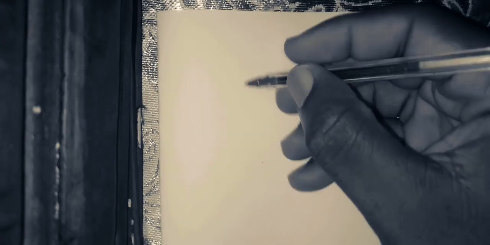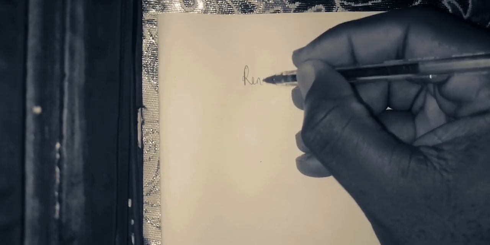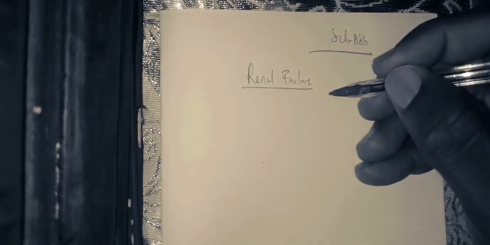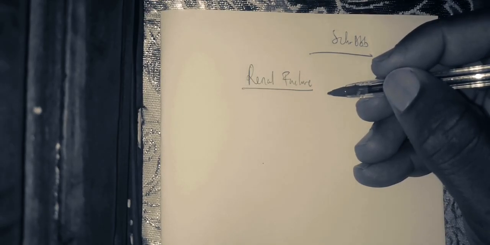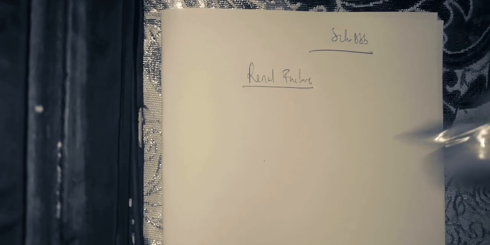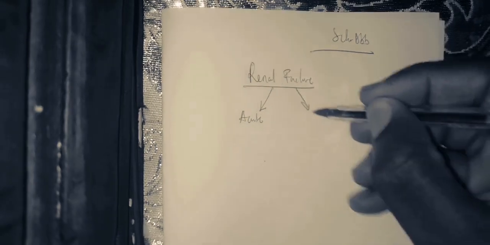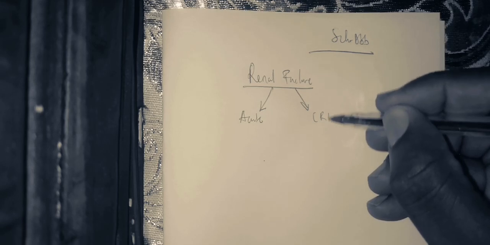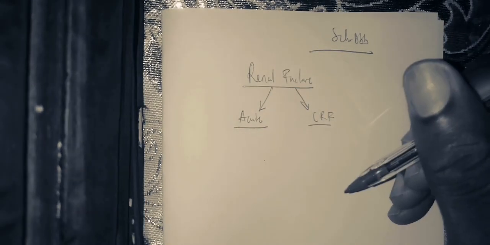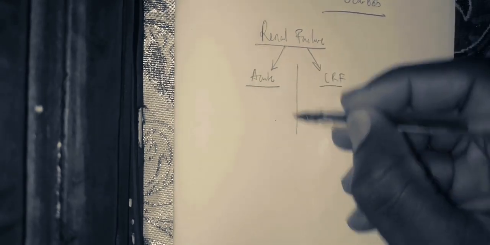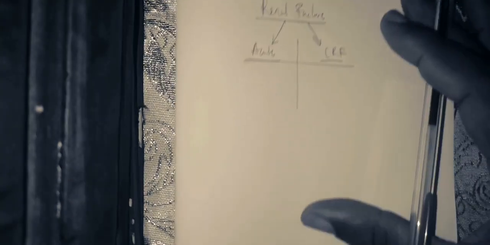In this tutorial, we're going to visualize renal failure. Now, in renal failure, we have two major ones. We have acute renal failure and we have chronic renal failure. So those are the two main ones. Now, we are going to explain each of them simultaneously.